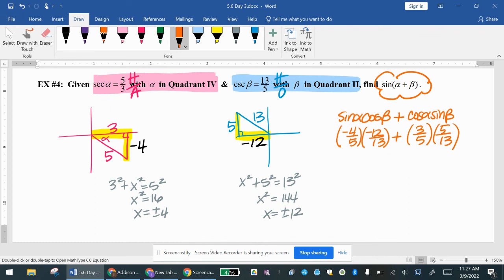Okay, so now you just start filling in your ratios based on your triangles. Pause the video now and go ahead and put it in your calculator and then see if you get the same answer as me. Push play when you're ready to check your answer.